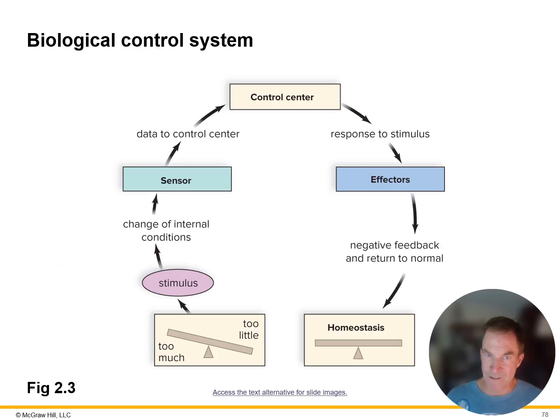And here it is again. So again, the sensor, the control center or integration center, often called, and then the effector. It's often a gland or a muscle. And back to homeostasis.